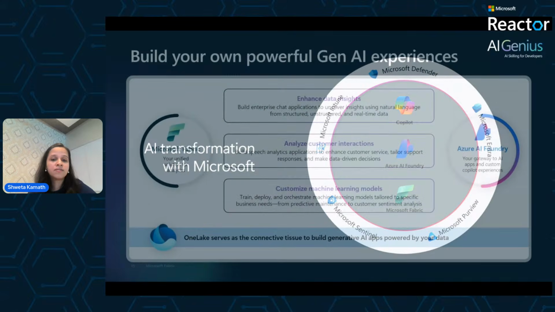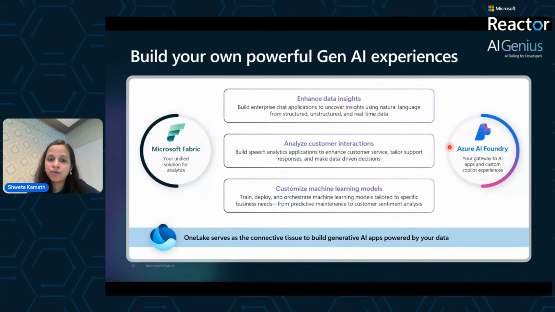Now, moving on, here, if you see, how do you build your powerful Gen AI experiences? So, you have Fabric here, and you have AI Foundry here. So, at the left, you have Fabric, which is your unified solution for analytics. And at the right, you have AI Foundry, which is your gateway to AI apps and custom copilot experiences. Now, within this Fabric itself, like we saw earlier, you also have Azure Databricks that can act as a source. So you have that unified interface where you also have data, because Fabric supports Parquet format. You have data that is coming from Databricks also sitting within Fabric. So I would rather say the left side is data and the right side is AI, and they together can enhance your data insights.